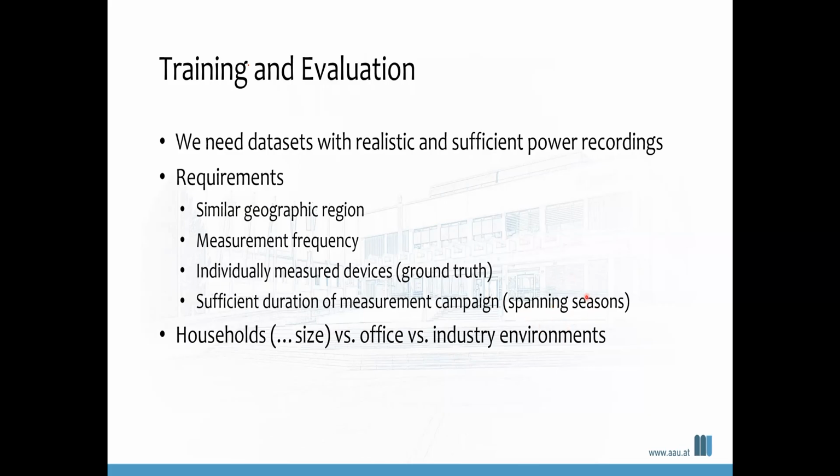So we need those data sets to also go for a significantly long duration. And also it depends, have they been measured in households? What's the size of the household or apartments or office environment or industry environments? So depending on what you want, where you want to put your system, you would have different requirements on the data set and you would look for other data sets.